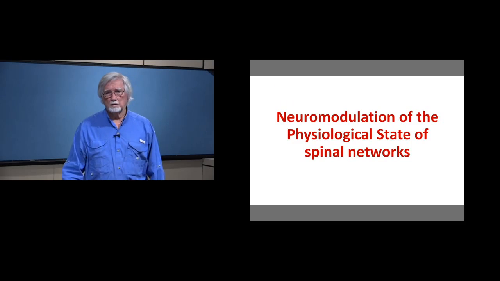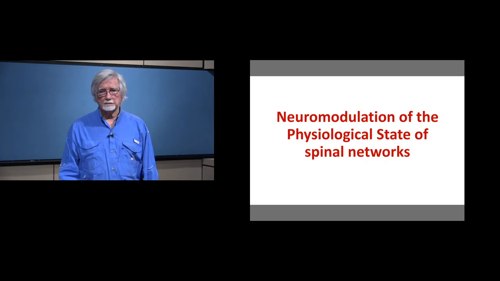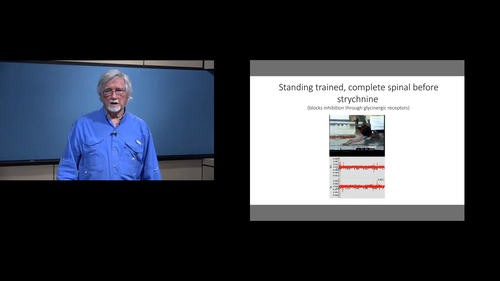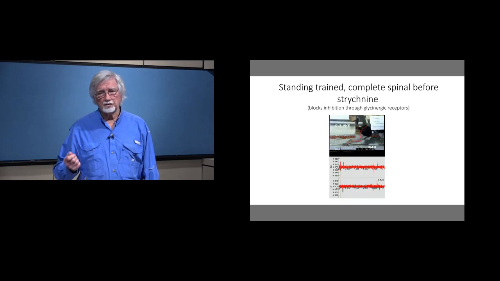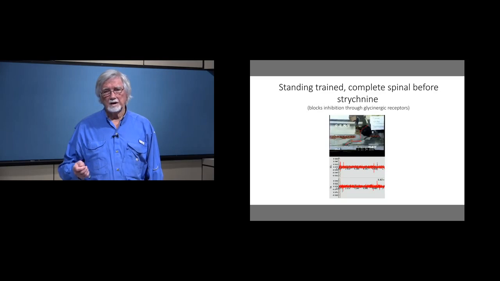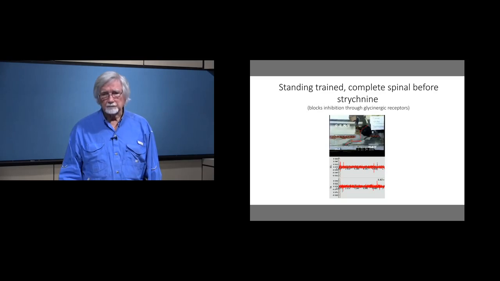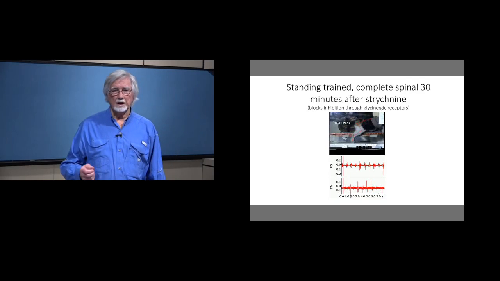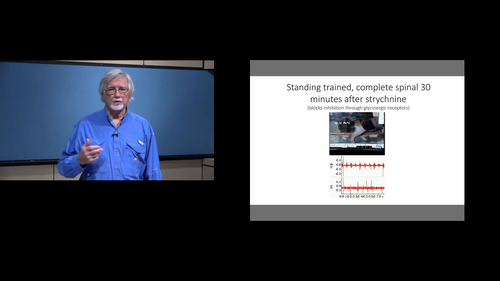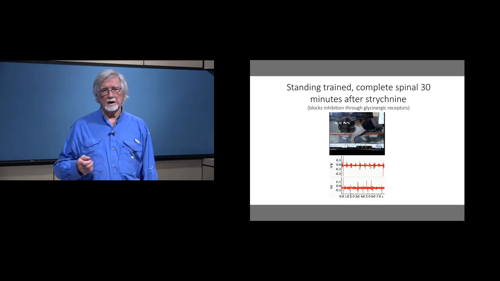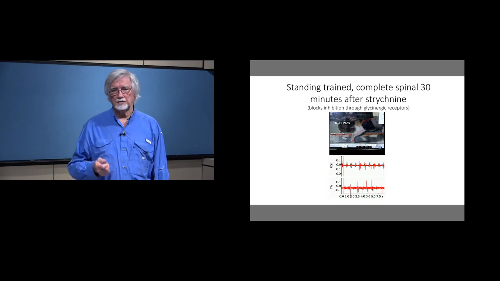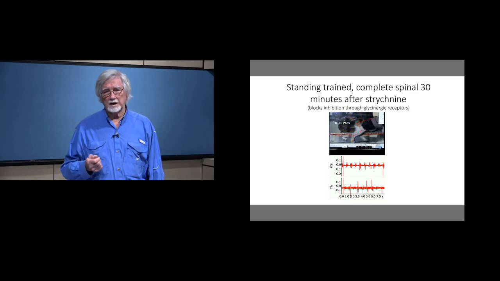Now, let's go to the neuromodulation of the physiological state of the spinal networks. In this case, what you're seeing is an animal that has been trained to stand, with complete spinal transection, and has not taken a step for 3 months. And you can see when put on the treadmill, unlike the rats you saw earlier, this animal cannot step at all. He's been trained only to stand. But if you give this animal strychnine, which disinhibits the spinal circuitry and makes it more excitable, now the sensory information going to the spinal cord enables this animal to step full weight bearing over a range of speeds. And this change in the physiological state of the spinal cord has occurred within 30 minutes. For 3 months, this individual cat has never taken a weight-bearing step.